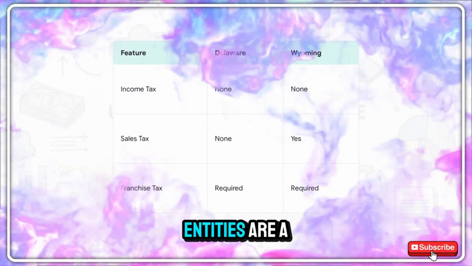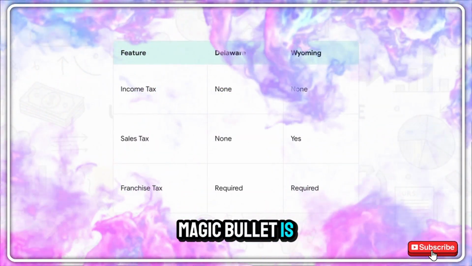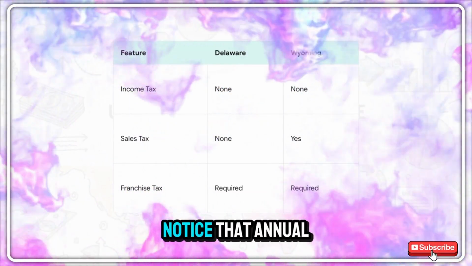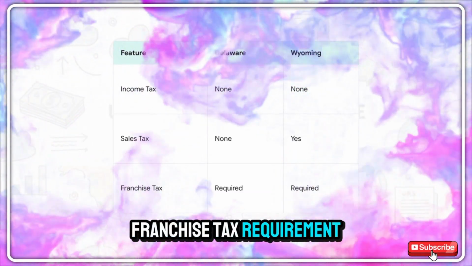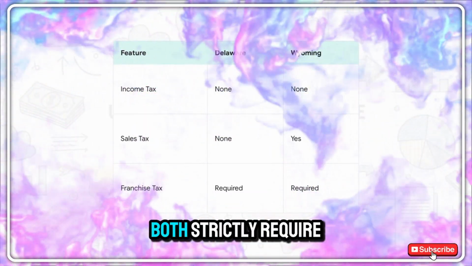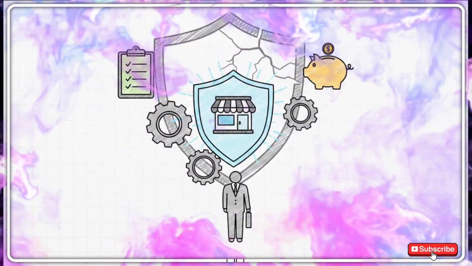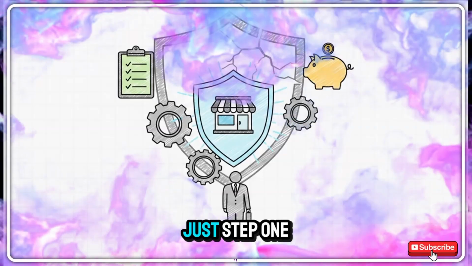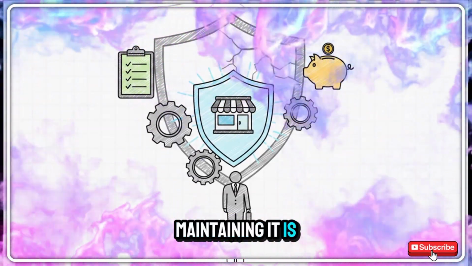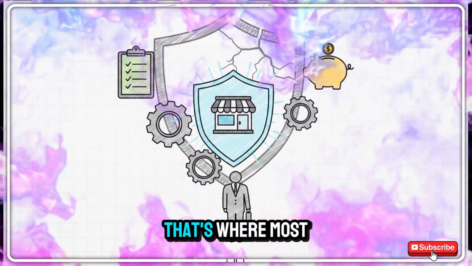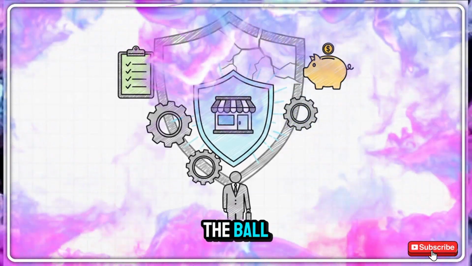On paper, it looks incredibly frictionless. But assuming these entities are a cost-free magic bullet is a massive analytical error. Notice that annual franchise tax requirement? No matter which haven you pick, both strictly require you to pay this to maintain your legal status. Setting up the legal architecture is just step 1. Maintaining it is step 2. And frankly, that's where most remote founders drop the ball.